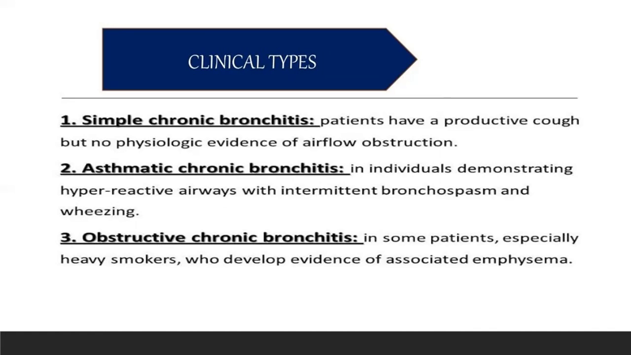Simple chronic bronchitis: patients have a productive cough but no physiologic evidence of airflow obstruction. Asthmatic chronic bronchitis: individuals demonstrating hyperreactive airways with intermittent bronchospasm and wheezing. Obstructive chronic bronchitis: some patients, especially very heavy smokers, who develop evidence of associated emphysema.